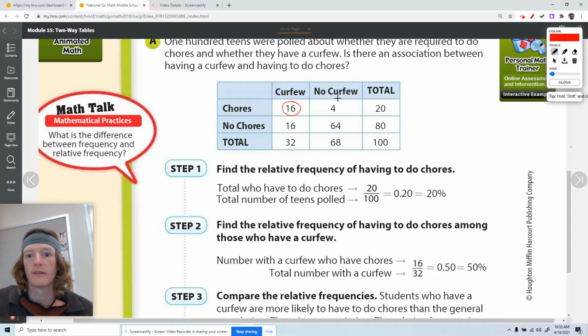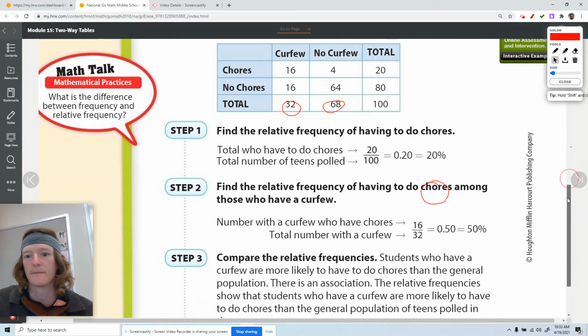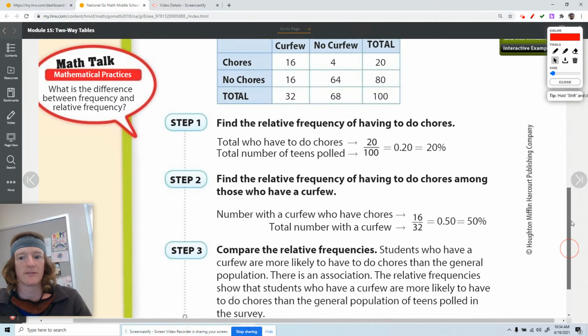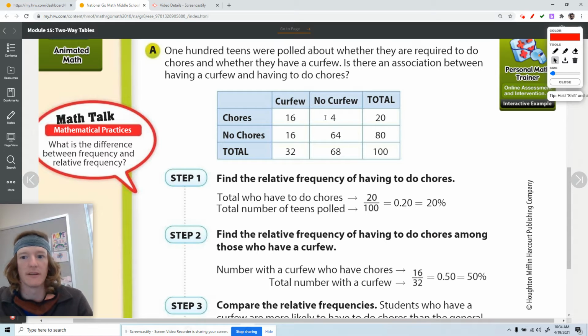Curfew. We have 16 out of 32. No, that's not what I'm looking at. People who have to do chores. 20% of people have to do chores. So students who have a curfew are more likely to have to do chores than the general population. There is an association. The relative frequencies show that the students who have a curfew are more likely to have to do chores than the general population of teens polled in the survey.